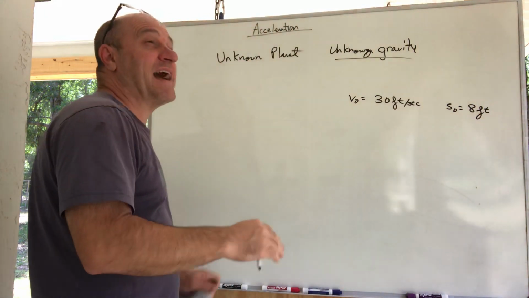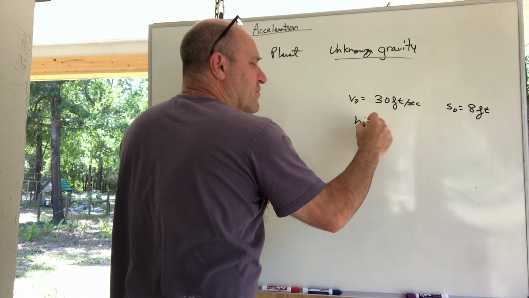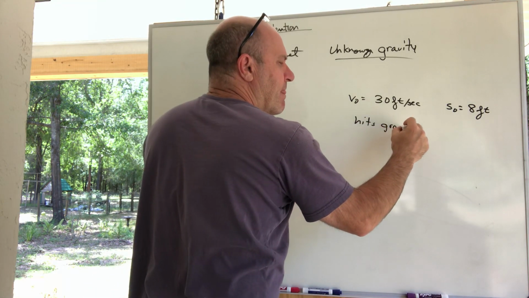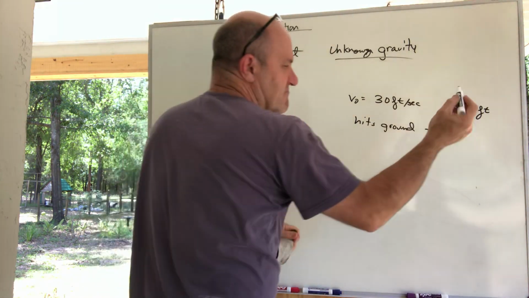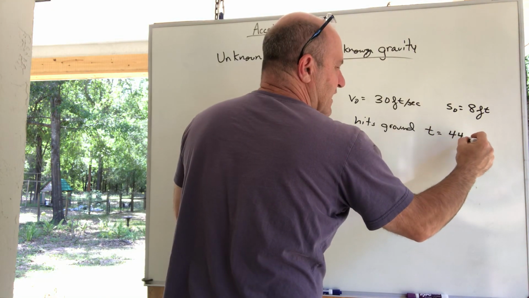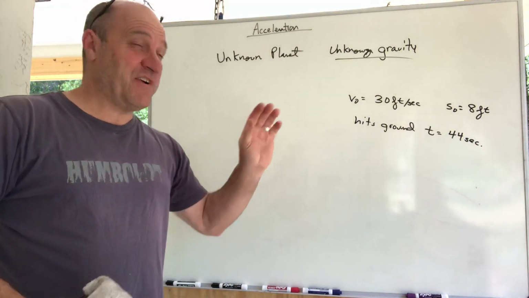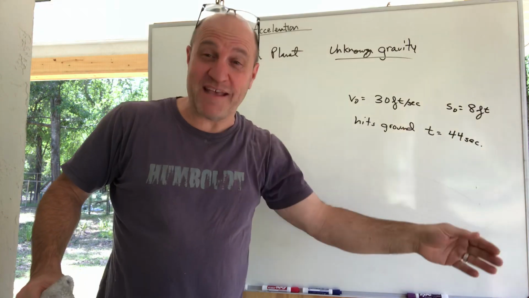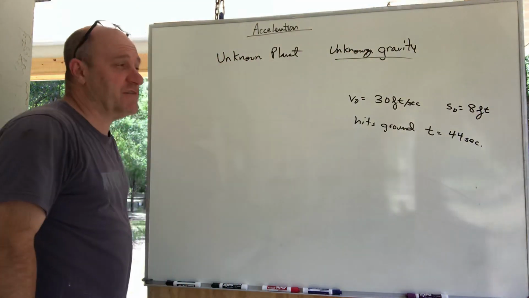And what I did was I timed it to see how long it takes to hit the ground, and I found out that it hits the ground in t equals 44 seconds. So that's kind of a long trip. So I bet the gravity's pretty weak on this planet. But that's the question. Find the gravity on this planet.